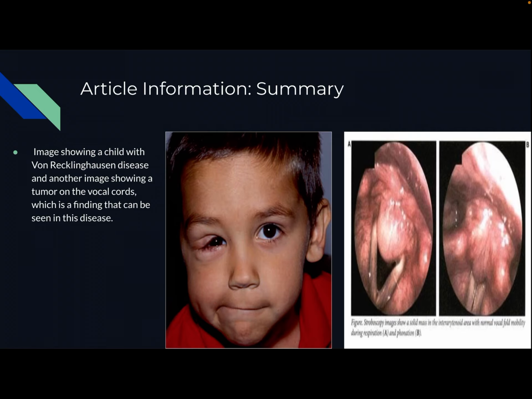In a child with neurofibromatosis, one can see the lesions present throughout the face on the orbit. Intraorally, they can also present at times with tumors present above the vocal cords, which can cause serious obstruction as seen in the image to the right.